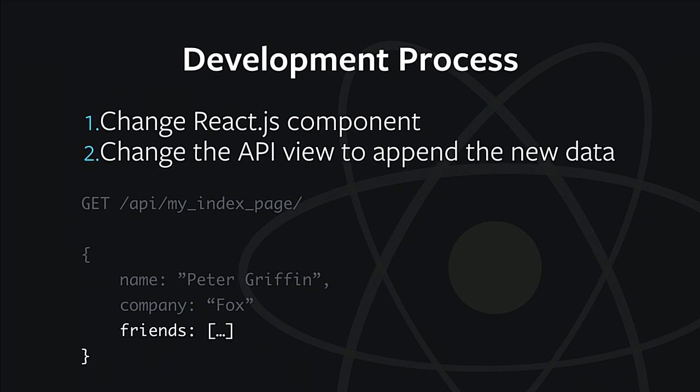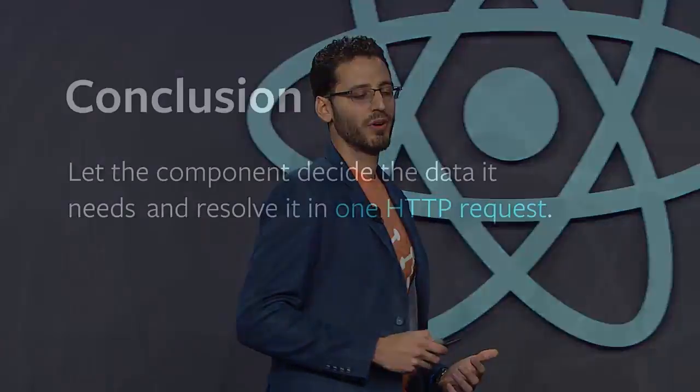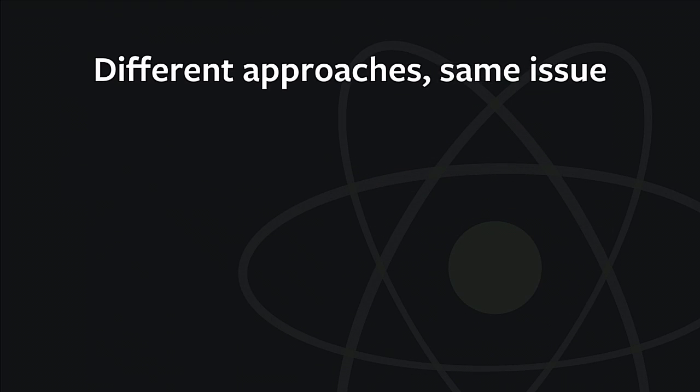Again, this is how our development process looks if we want to add one field or one piece of data to the component. We have to go to the component, change the layout to use this new data, and then we have to go back to the server API to change the API again. So again, the same question: why does the server have to know the data the client needs? In conclusion, we want to let the component decide the data it wants and resolve it in just one HTTP request. Hopefully for us, two very different companies tried to solve this issue at the same time.